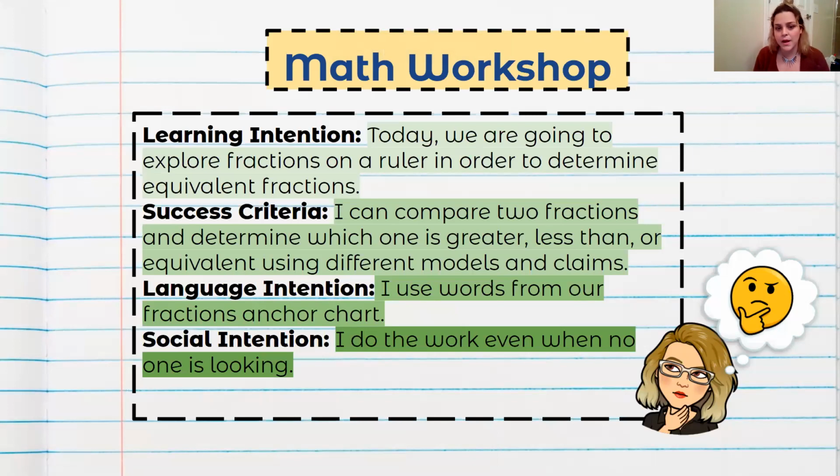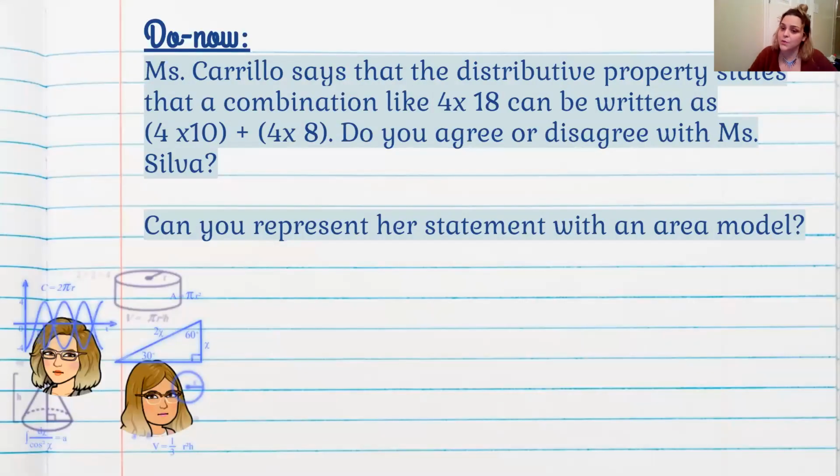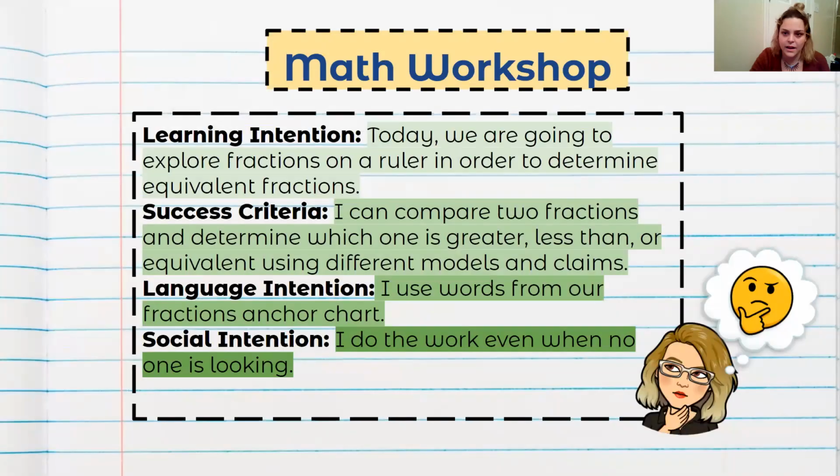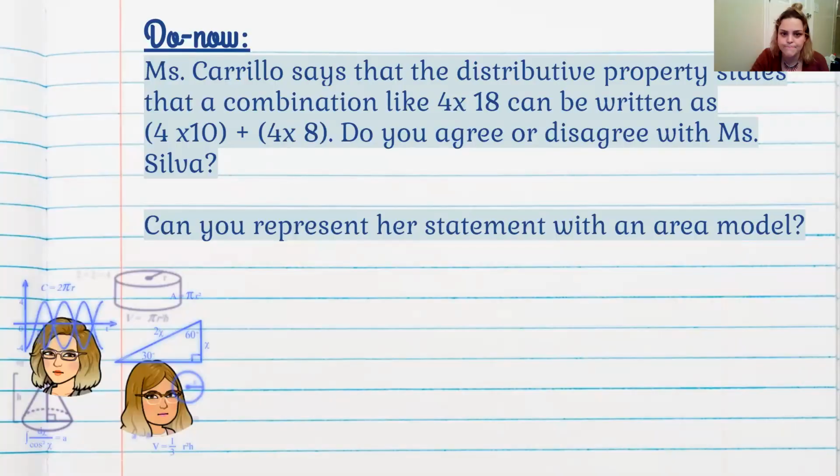Success criteria: I can compare two fractions and determine which one is greater, less than, or equivalent using different models and claims. Language intention: I use words from our fractions anchor chart, which we're going to go over in a second. And social intention: I do the work even when no one is looking. We're actually going to go to our anchor chart for fractions in a little bit. We're going to go back a little bit and do a little review of what we've been doing, and then we'll start with our fractions work.